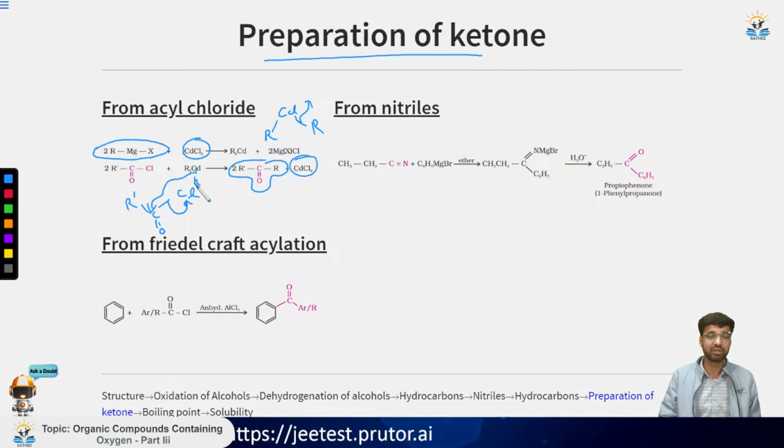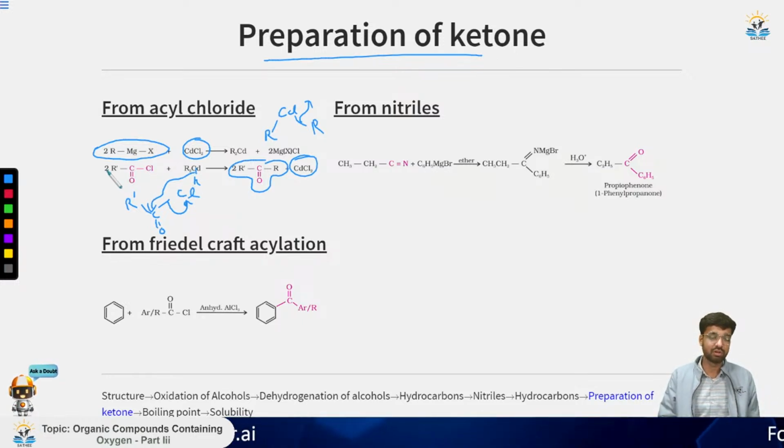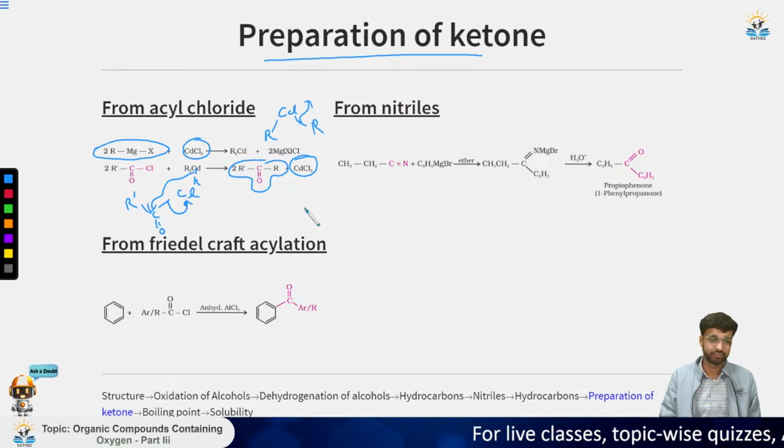Since this Cd has 2 R, it will substitute one by one both of them, so it needs 2 moles of this acyl chloride. First 1 R will leave and we will get this RCdCl. Then another R will move and we will get CdCl2.